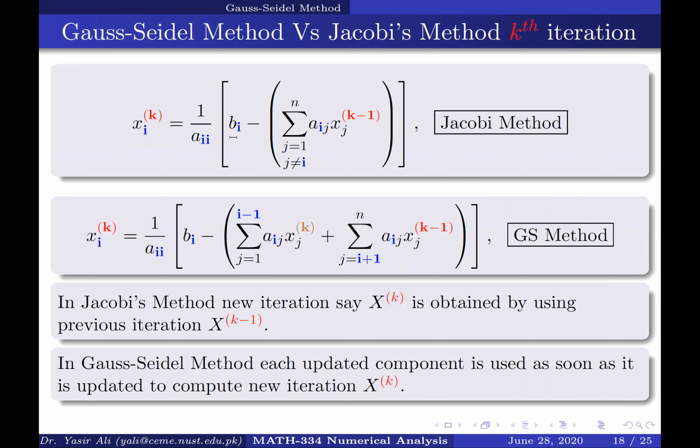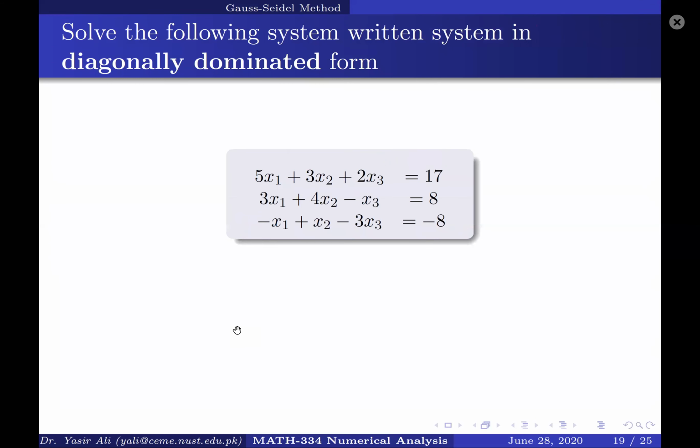In Jacobi method, we use the previous value. In Gauss-Seidel method, we use the updated component. So in Jacobi method, new iteration xk is obtained with the help of previous iteration, but in Gauss-Seidel method, we use each updated component to calculate the new iteration. So now we'll see an example of it.